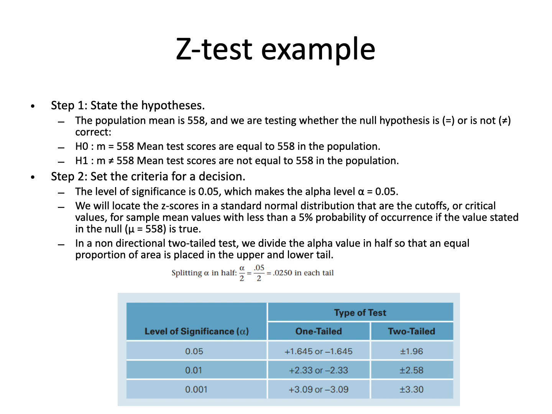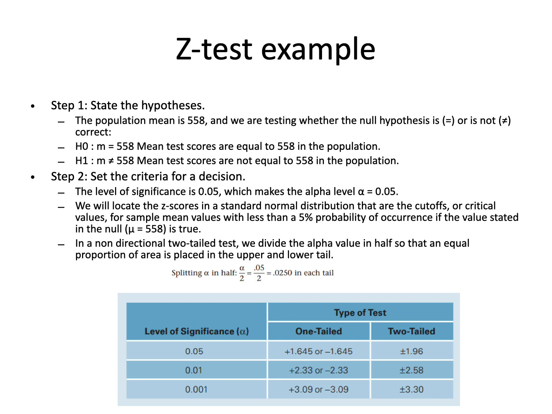And then next we set the criteria, and here we set the level of significance to 0.05, which means the alpha level is equal to 0.05. Now we will locate the z scores in the standard normal distribution that are cutoffs or critical values. For sample mean values, there is less than 5% probability of occurrence if the value stated in the null hypothesis, 558, is true.